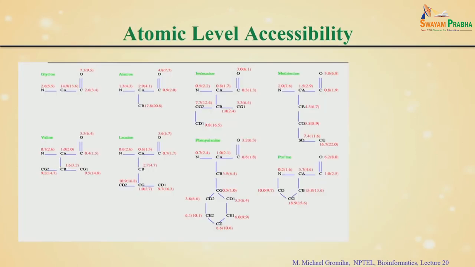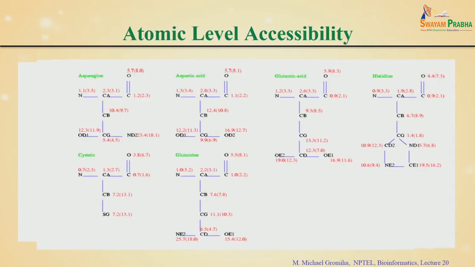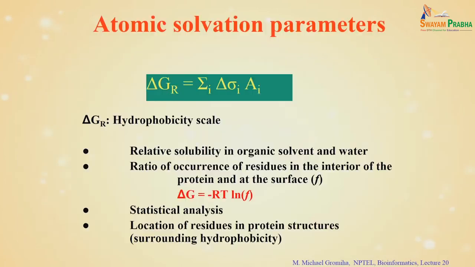So, here this is the atom level accessibility. We can calculate for each residue and all atoms. For glycine, alanine, all the 20 residues, we can have the extended state accessibility values. These are the 20 different amino acids, and we have the data for all the atoms. This is for the extended state. Now we have the folded state, then you can calculate.